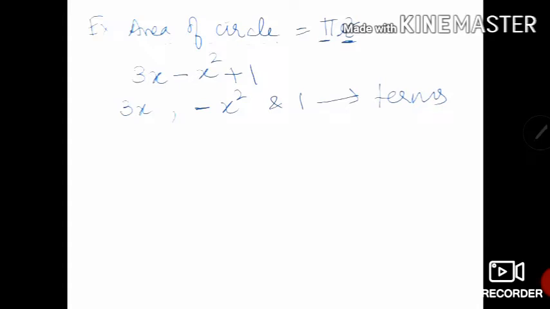Now this expression has 3 terms. But an expression like 2y minus 1 has 2 terms. The expression pi r square has just 1 term. Now each term of the polynomial has a coefficient.